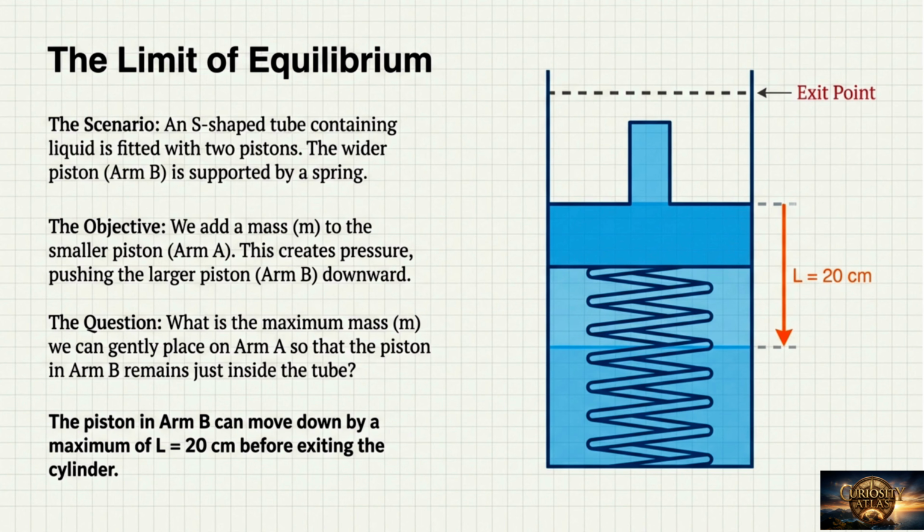The wider piston, arm B, is spring-supported. We add a mass, M, to the smaller piston, arm A, which pushes arm B downward. We need to find the maximum mass M so that the piston in arm B remains just inside the tube.